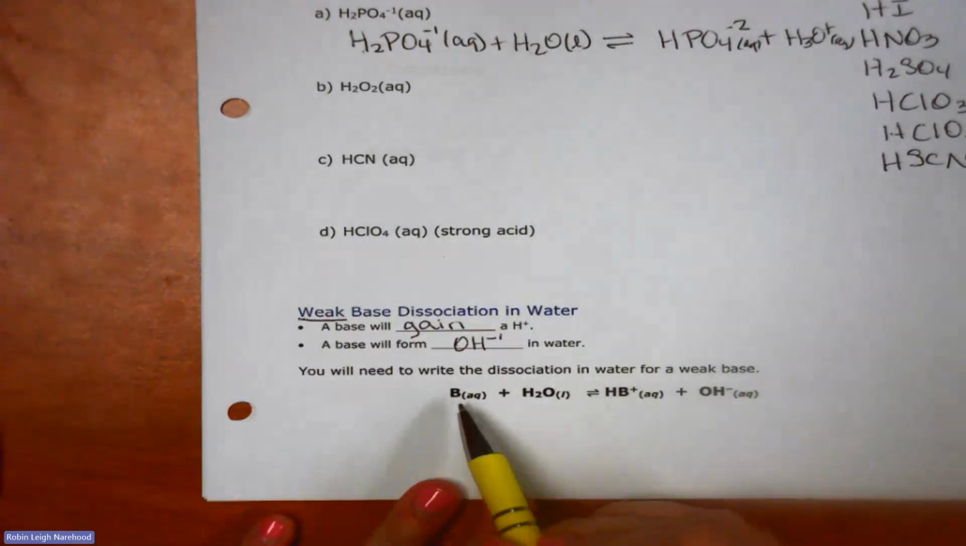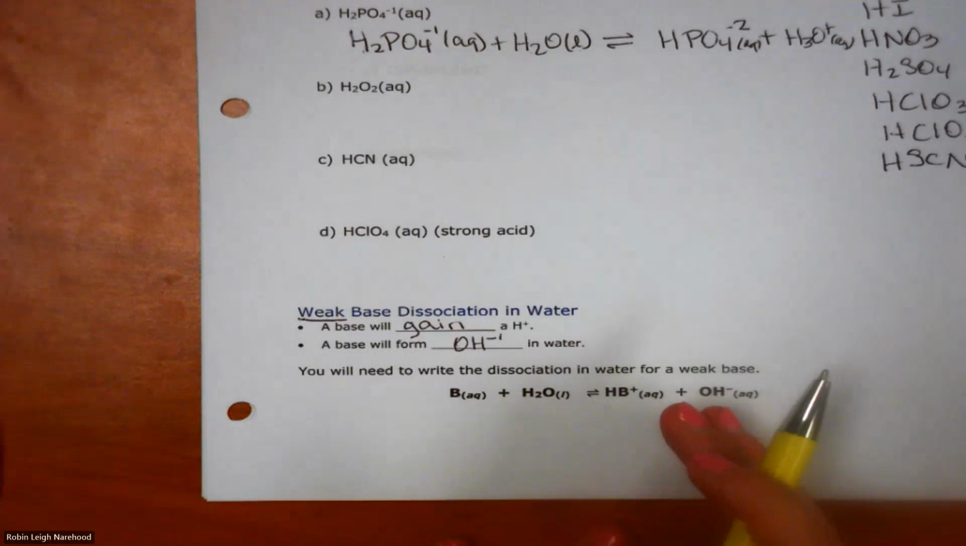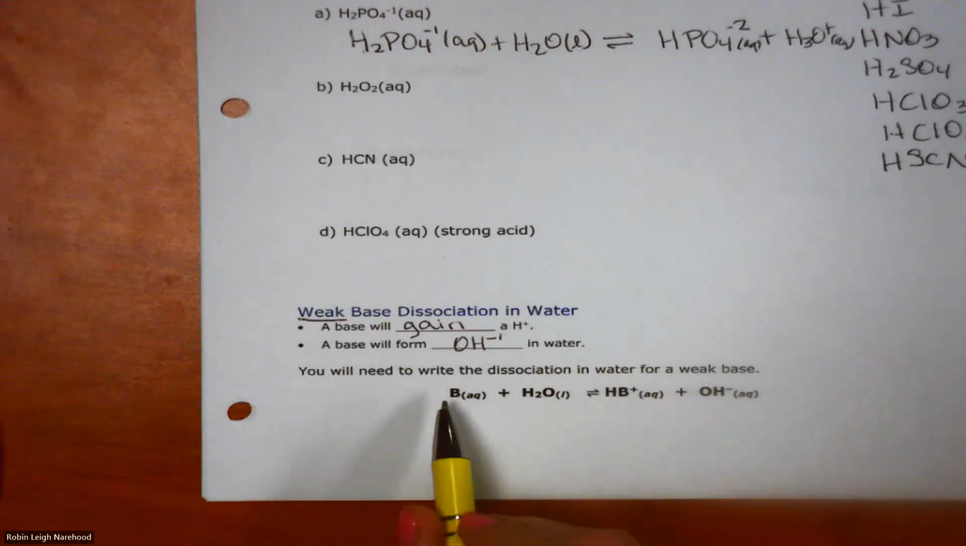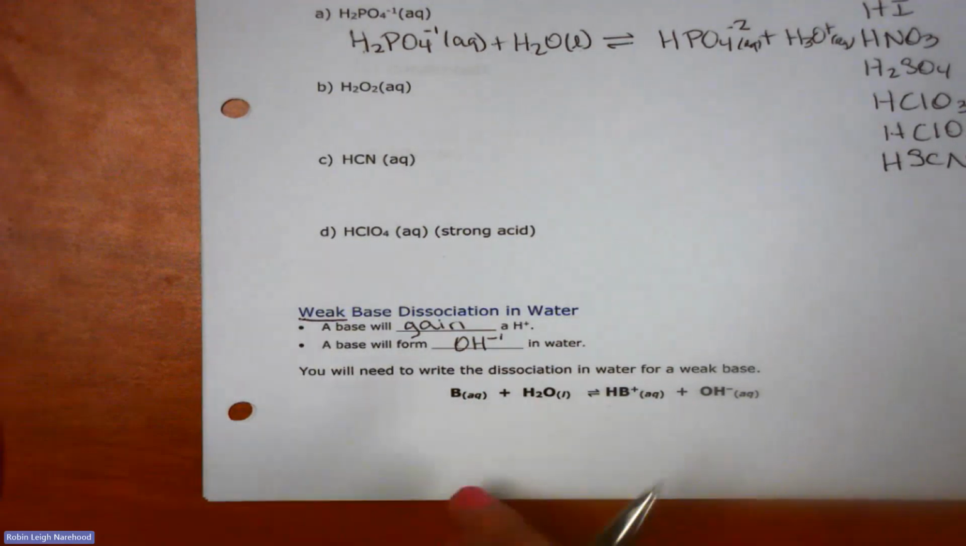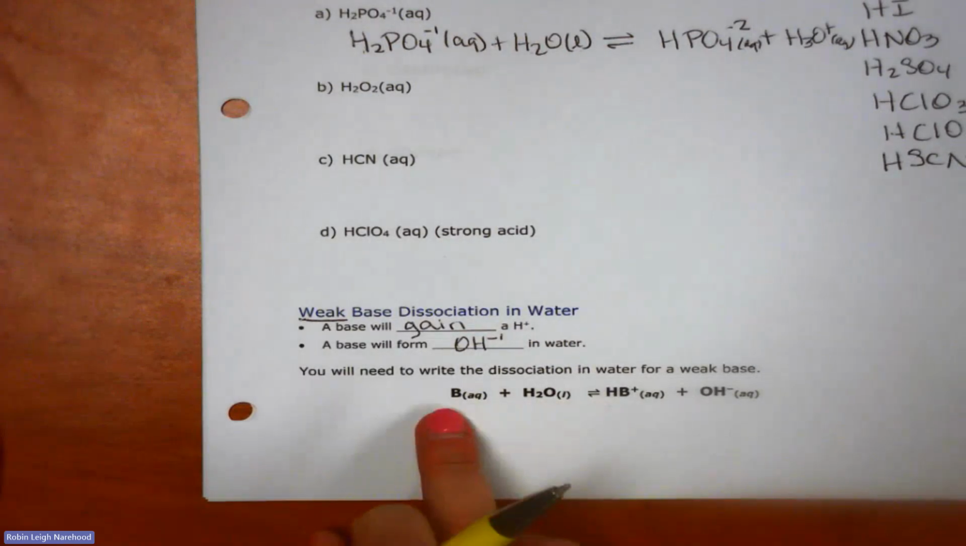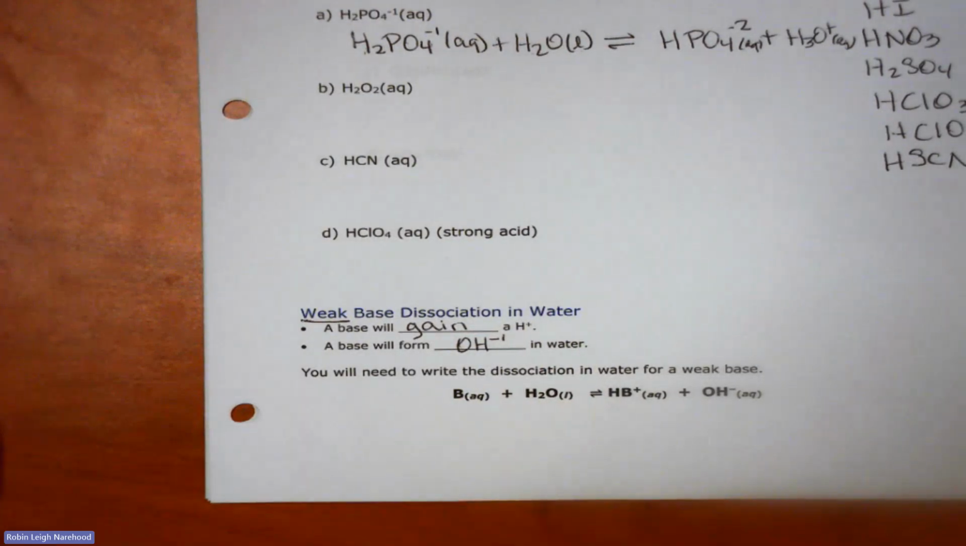So here's the general format. Your base, whatever the formula is, will be written aqueous because it's already dissolved. And then you'll put plus water, and this will be the water molecule that interacts and gives up an H to the base. So you're just showing one water molecule because it's just an exchange of one hydrogen from the water to the base.